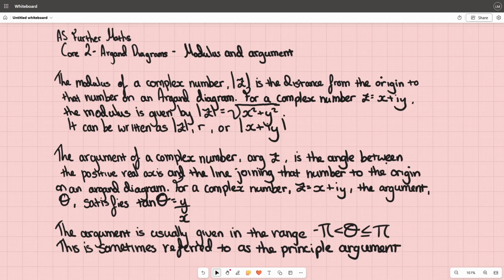So because this is measured in radians, we know that pi is 180 degrees. And so when we're measuring it on an Argand diagram, like a circle, we have pi, which is 180 degrees, and that's the top bit, and then minus 180 degrees, which is the bottom bit. And I'll show this more in a diagram soon, but I just want you to understand how this works.